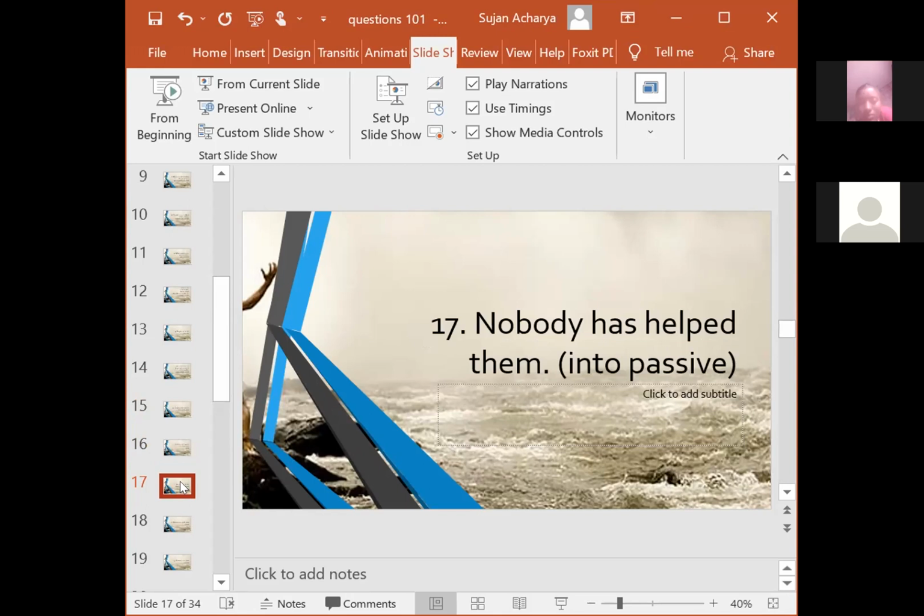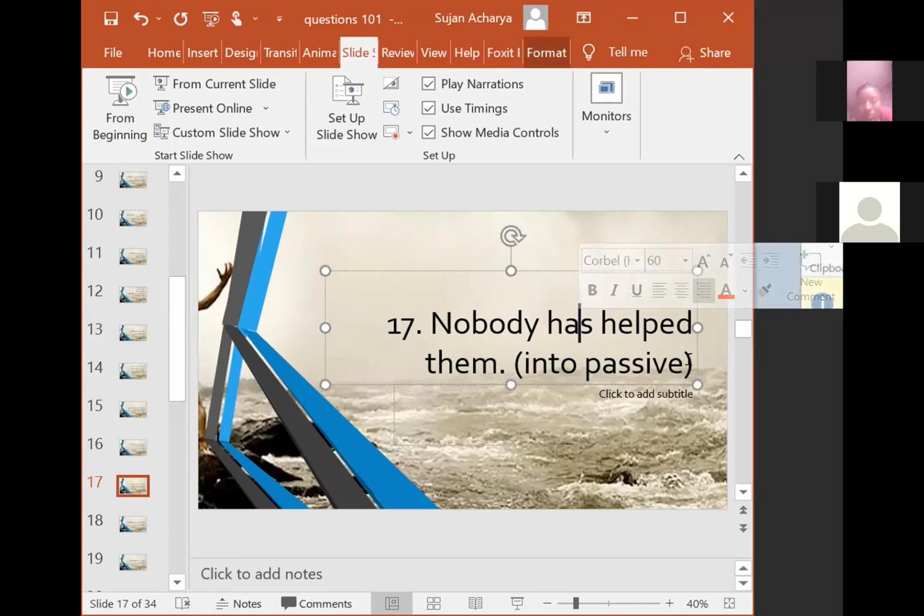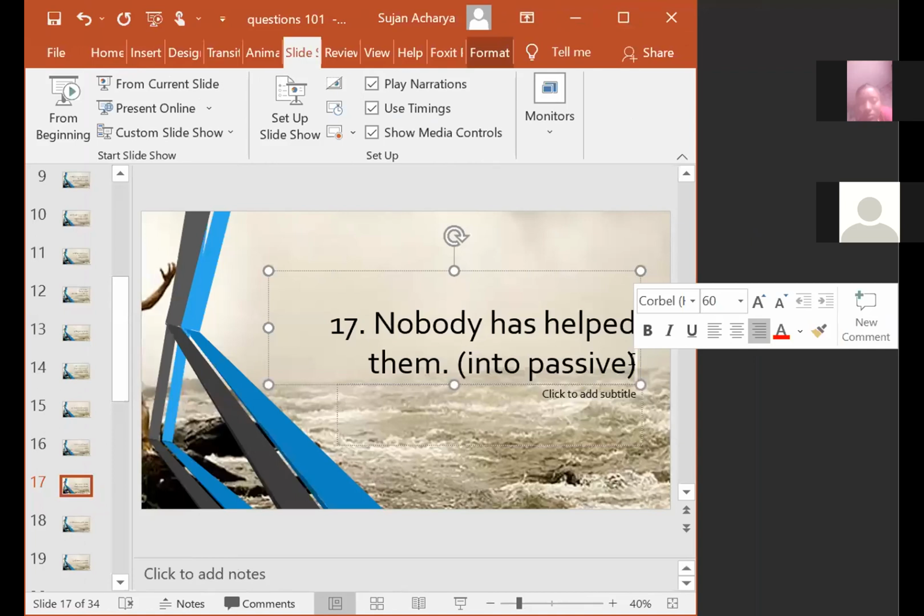Number 17. Nobody has helped them. Although there is has in the question, why? Nobody, somebody, everybody, everyone, no one, someone, they are all called indefinite pronouns.